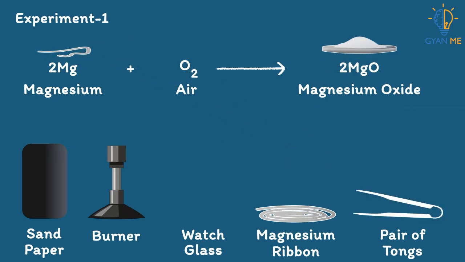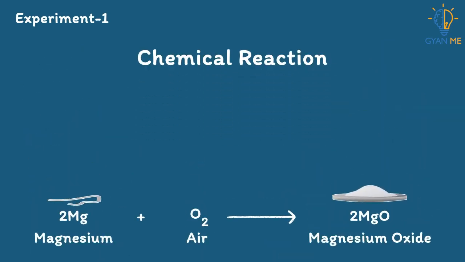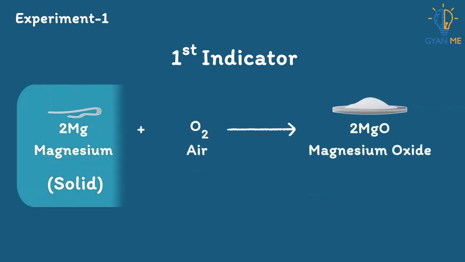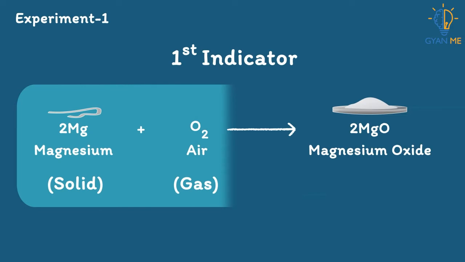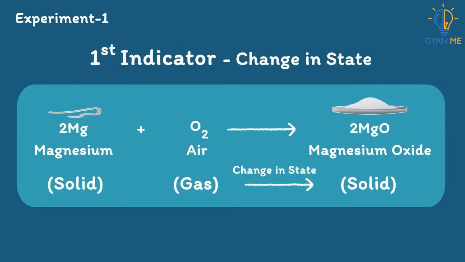First answer whether this is a chemical change or not. Yes, you are absolutely right. It is a chemical change. Now answer, why is it so? As we can see here, a new substance with the new properties are formed. So here we found our first indicator. How? Look here. Magnesium, which is solid, reacted with oxygen, which is gas, and formed a new substance, magnesium oxide powder, which is solid. This shows that here state of oxygen changed from gas to solid, and this is our first indicator, that is change in state.